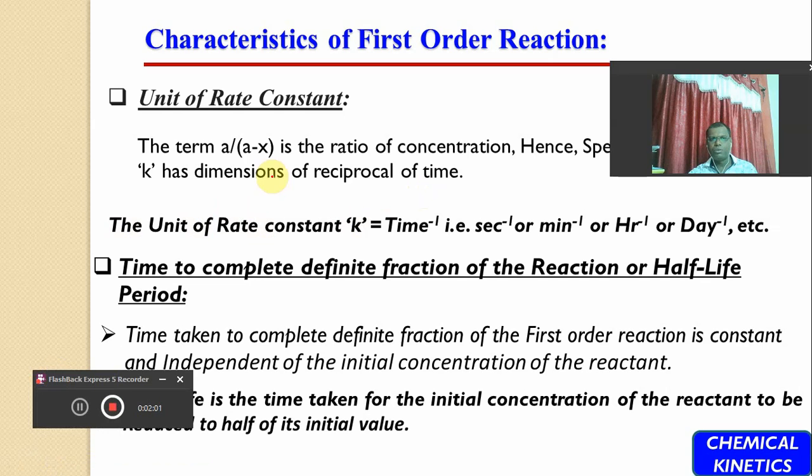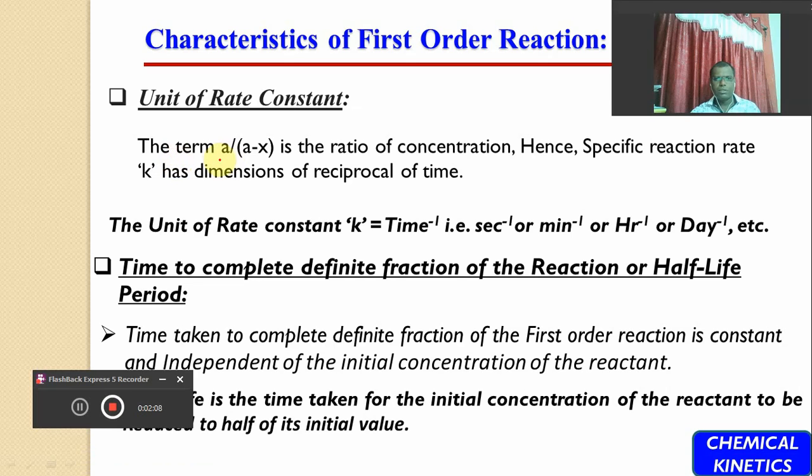How can we predict the unit of rate constant for the first order reaction? The equation for the rate constant of first order reaction is k is equal to 2.303 upon t log to the base 10 of a upon a minus x, where a is the initial concentration and a minus x is the concentration of reactant unreacted after time t. With the help of this equation, we are going to predict the unit of rate constant for the first order reaction.